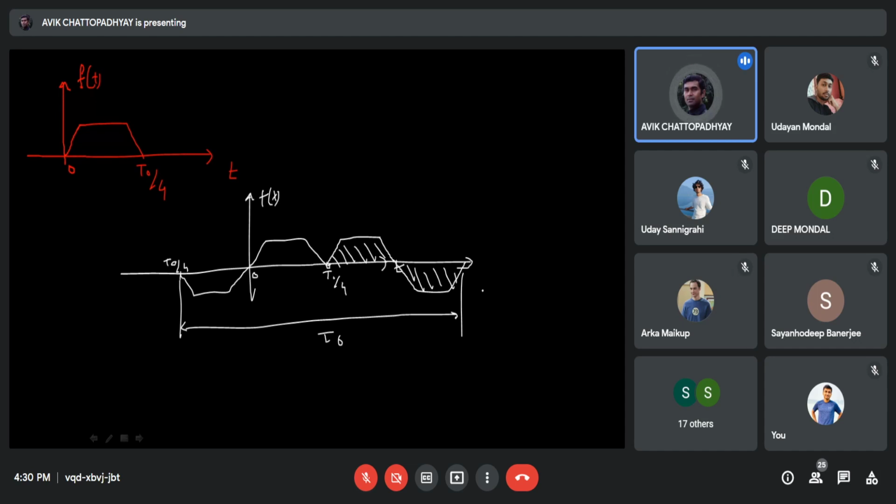That means if this is the signal, so this is the answer actually. You have completed the waveform for one single period. This is the point.